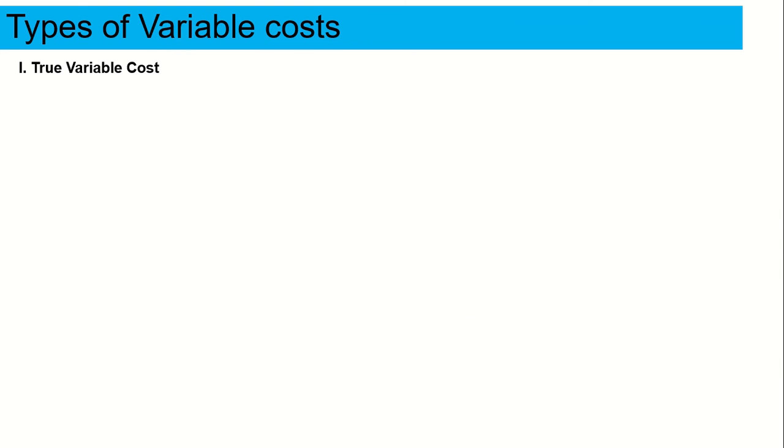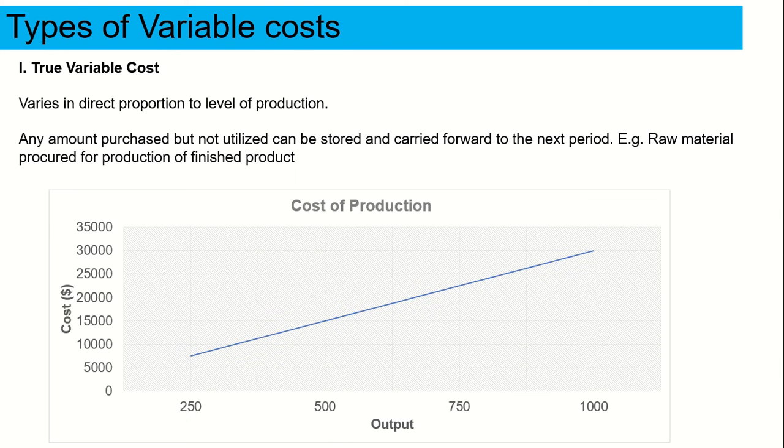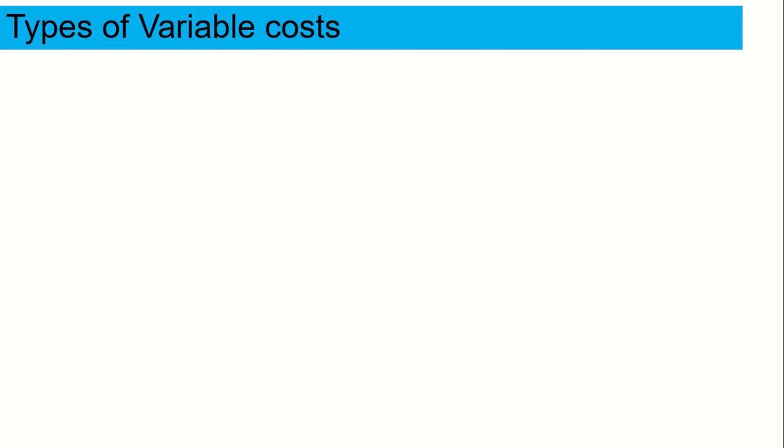Let's take a look at different types of variable costs that we have. There are true variable costs, which are moving directly in proportion to the increase in output. It's important to note here that any amount purchased but not utilized can be stored. For example, your raw materials, which can be stored if not utilized during a certain period and can be carried forward to the next period.